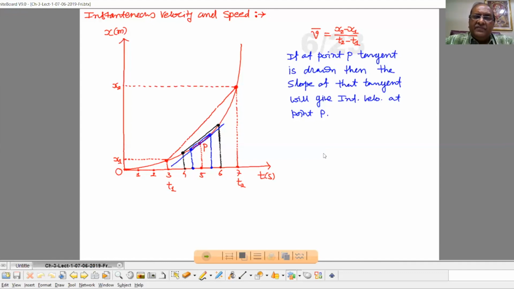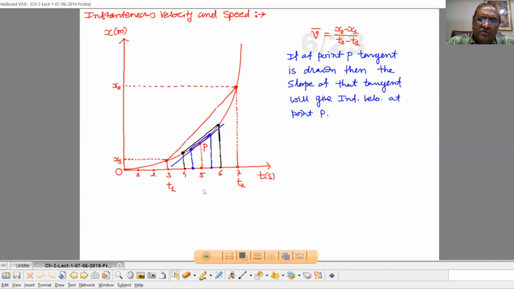Okay. Now, to find the instantaneous velocity, first of all, we have to use the graphical method. We already discussed this: with the help of a position versus time graph, one can find the velocity. Suppose we have a position-time graph that is curved, as shown in this figure. Here the time axis is the x-axis and the position axis is the y-axis.